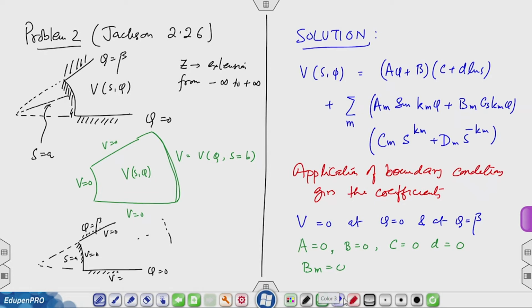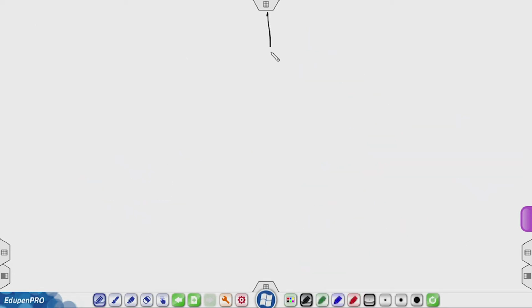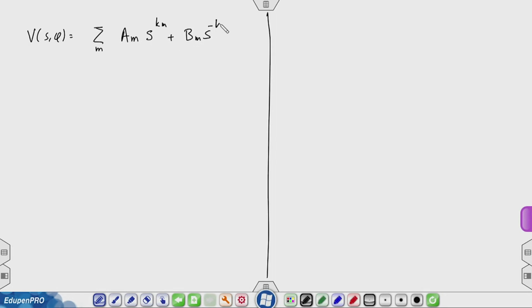So, all I have left is a m, c m and d m, and a m combined with c m and d m can be written as just two constants, and therefore, the solution is going to be v s phi equals summation m some constant a m s raised to k m plus B m s raised to minus k m times sine of k m phi. That is specified by the boundary condition.